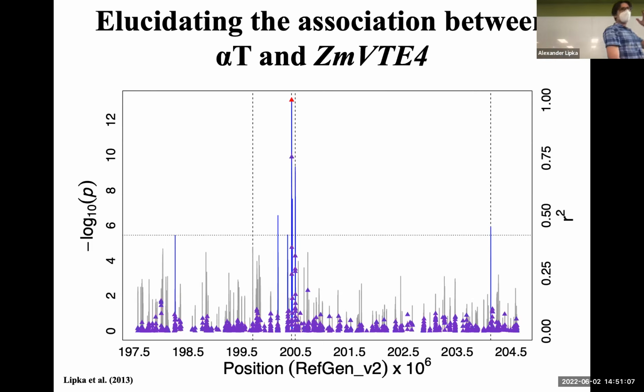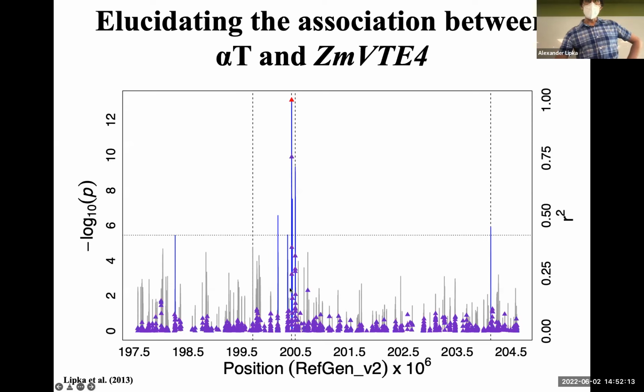So let's talk about this association for alpha tocopherol, which we identified in our take-home example. Now let's refresh our memories on this plot. Our x-axis is our position on chromosome 5 of maize. This y-axis is our negative log base 10 p-value. And this y-axis is R square with our peak associated SNP. A lot of information there, right? So these blue and gray lines correspond to our negative log base 10 p-values. The lines that are blue are statistically significant at 5% false discovery rate. The gray ones are not. This is our peak association over here. And then the purple triangles are R square, a measure of linkage disequilibrium between the SNP at that X coordinate and our peak association SNP over here.